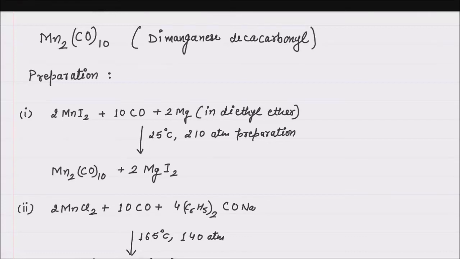Hello everyone. So today we are going to discuss the preparation, properties and structure of dimanganese decacarbonyl, that is Mn2(CO)10.